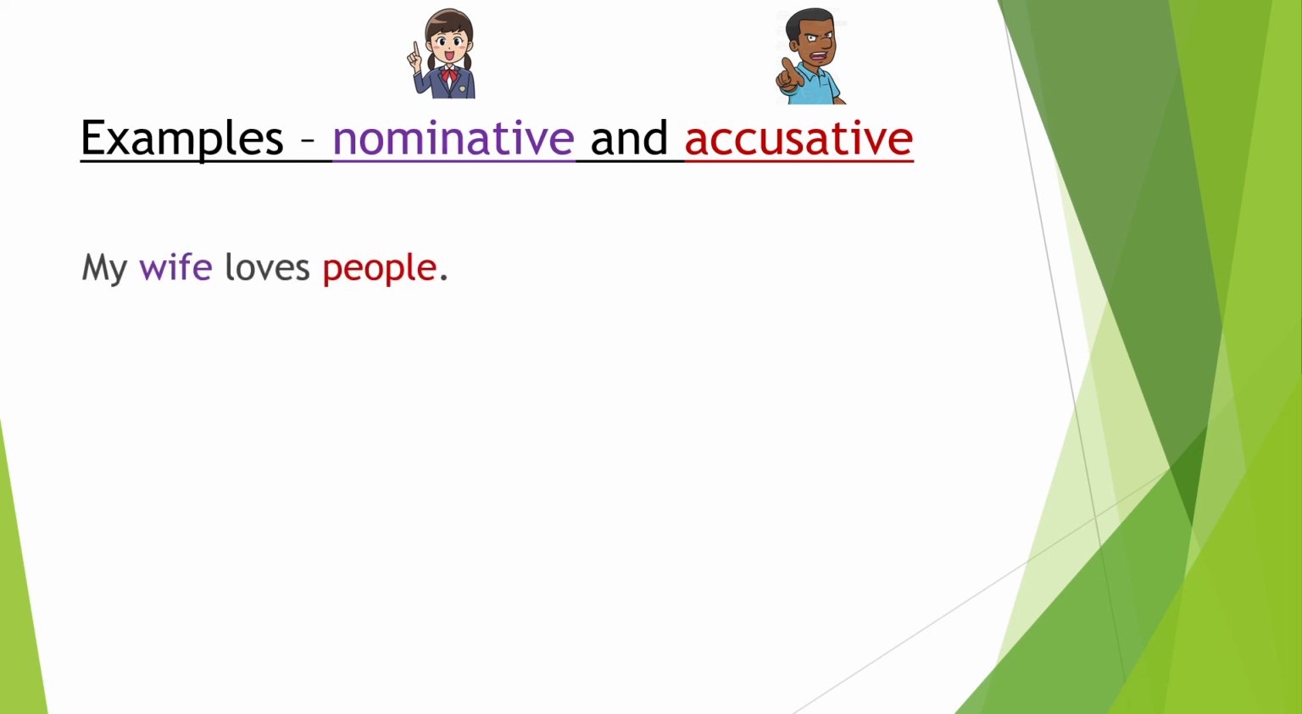My wife loves people. So wife is a subject of the sentence, and it's going to stay in nominative, but people are the object. So моя жена любит людей.